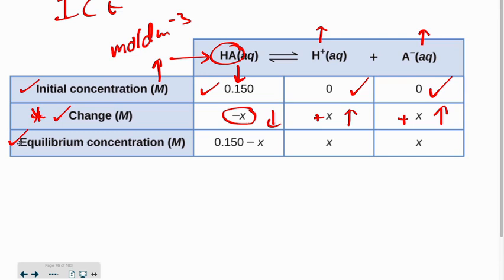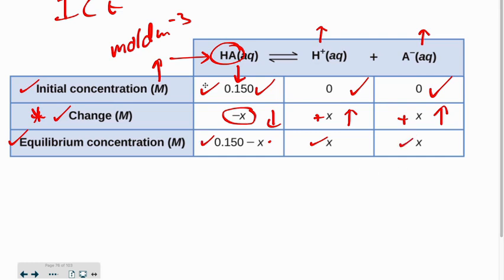Now, the other important part, and one of the most important parts, will be the equilibrium line or equilibrium concentration. Here I'm saying that at equilibrium, I'm going to have 0.15 moles per liter minus X. Why? Because that was my initial concentration, this is how much of it was reacted, and this is how much I have at equilibrium. Now, how much H+ do I have at equilibrium? Well, I had 0 to begin with. Now I made X amount, so I have X amount. And here, my A- I had 0 at the beginning. Now I have X amount, so I have X amount.